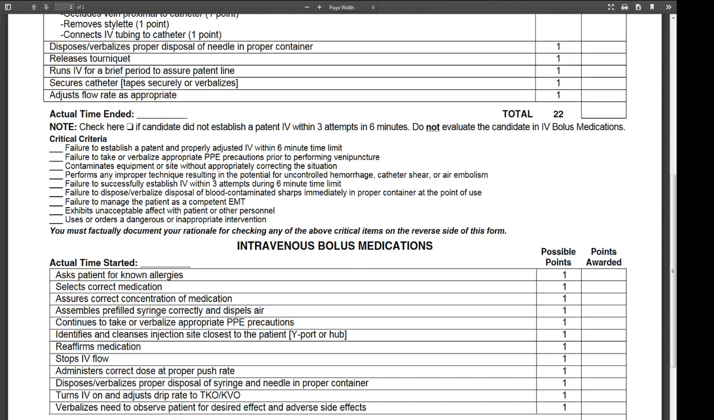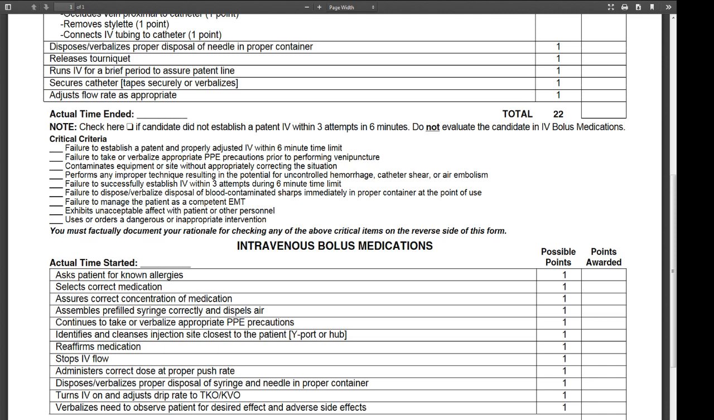IV bolus medications. Critical fail criteria. Failure to establish a patent and properly adjusted IV within 6-minute time limit. Failure to take or verbalize appropriate PPE precautions prior to performing venipuncture. Contaminates equipment or site without appropriately correcting the situation.